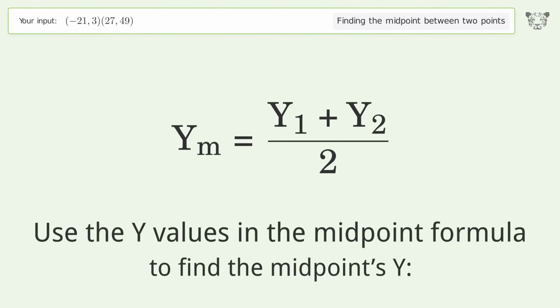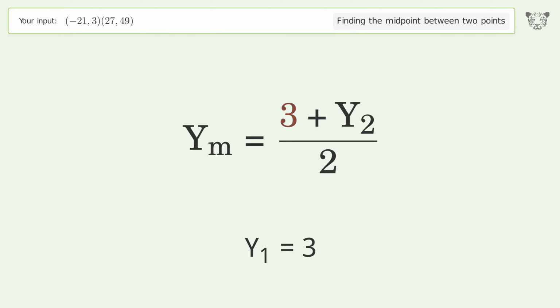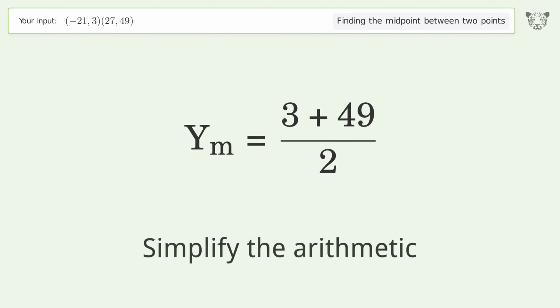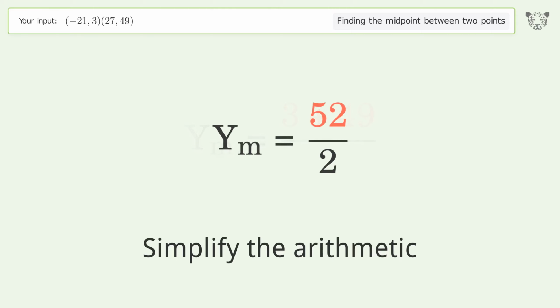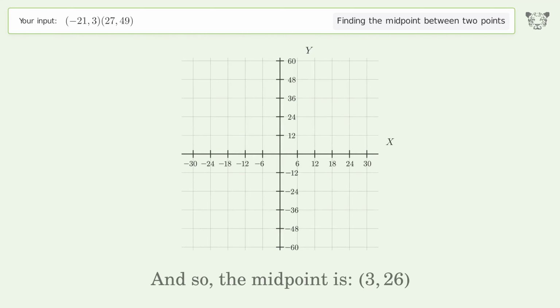Use the y values in the midpoint formula to find the midpoints y. y1 equals 3. y2 equals 49. Simplify the arithmetic. And so, the midpoint is 3,26.